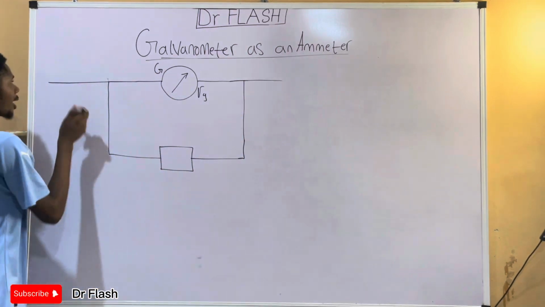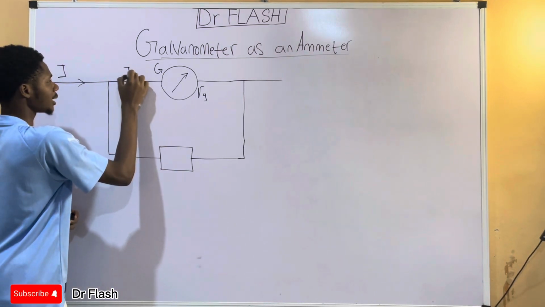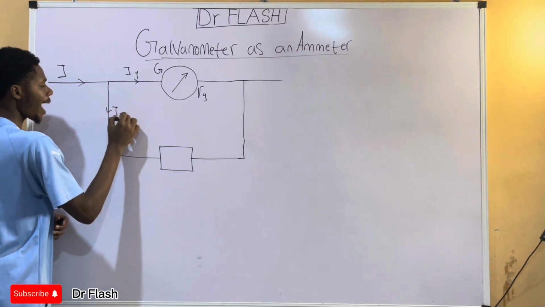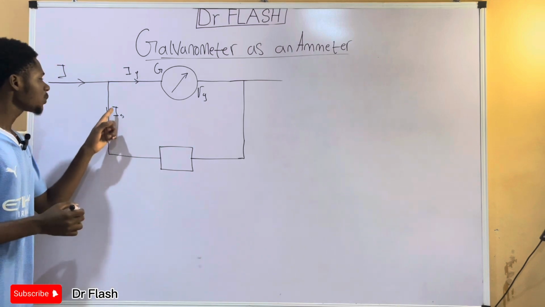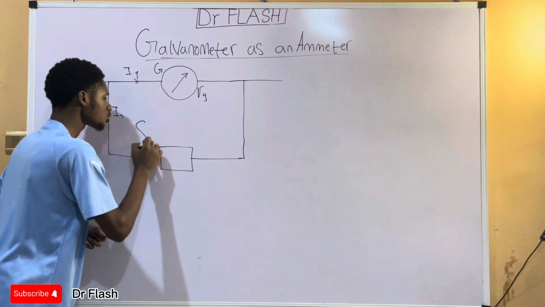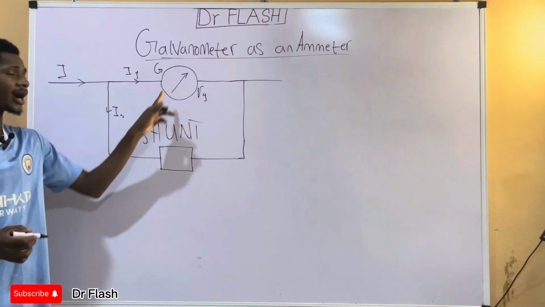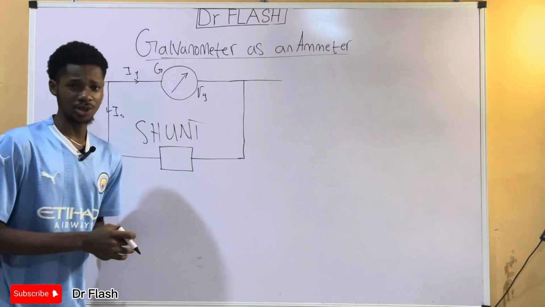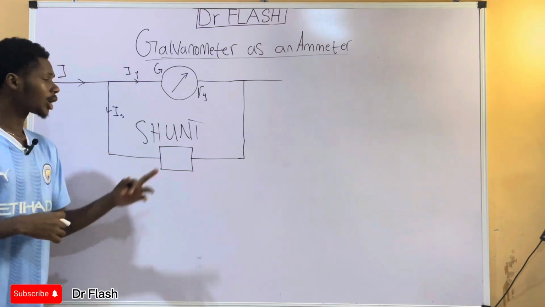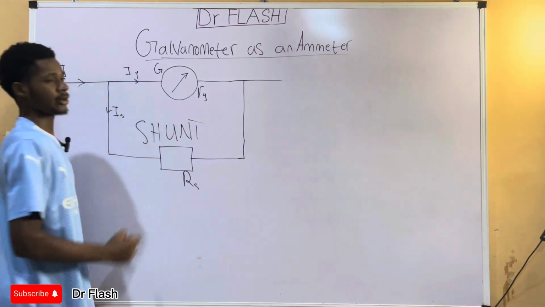Now we'll assume that the current coming into the circuit is I, the one that goes to the galvanometer is Ig, and the one that goes into the resistor is Is. I'll tell you why I'm calling it Is. This is because the resistor we connect in parallel to the galvanometer is called a shunt. Not that there is a special kind of resistor, but the name is just shunt. So a shunt is the resistor we connect in parallel to the galvanometer, and it has a resistance which we are going to call Rs.